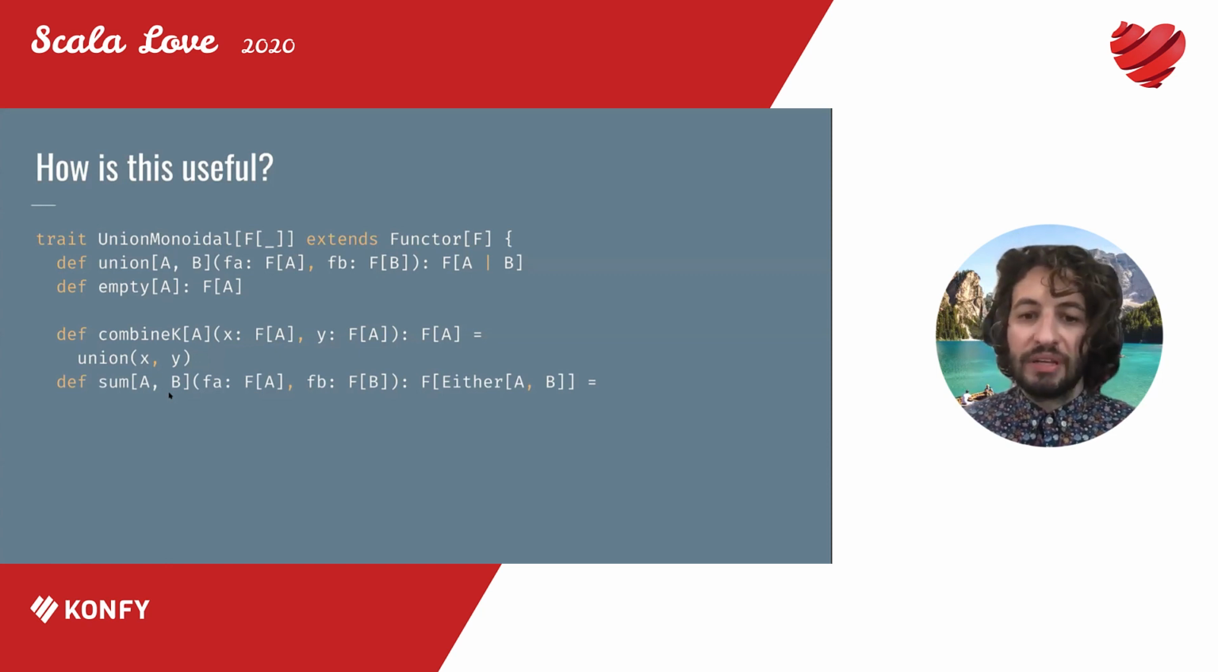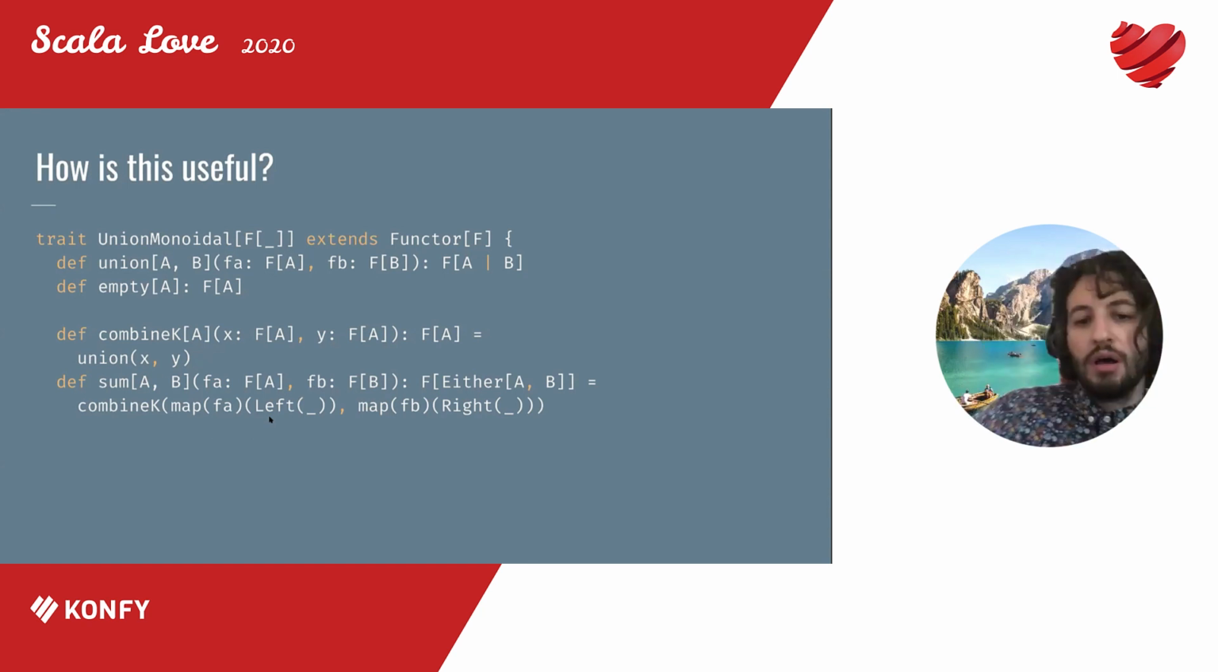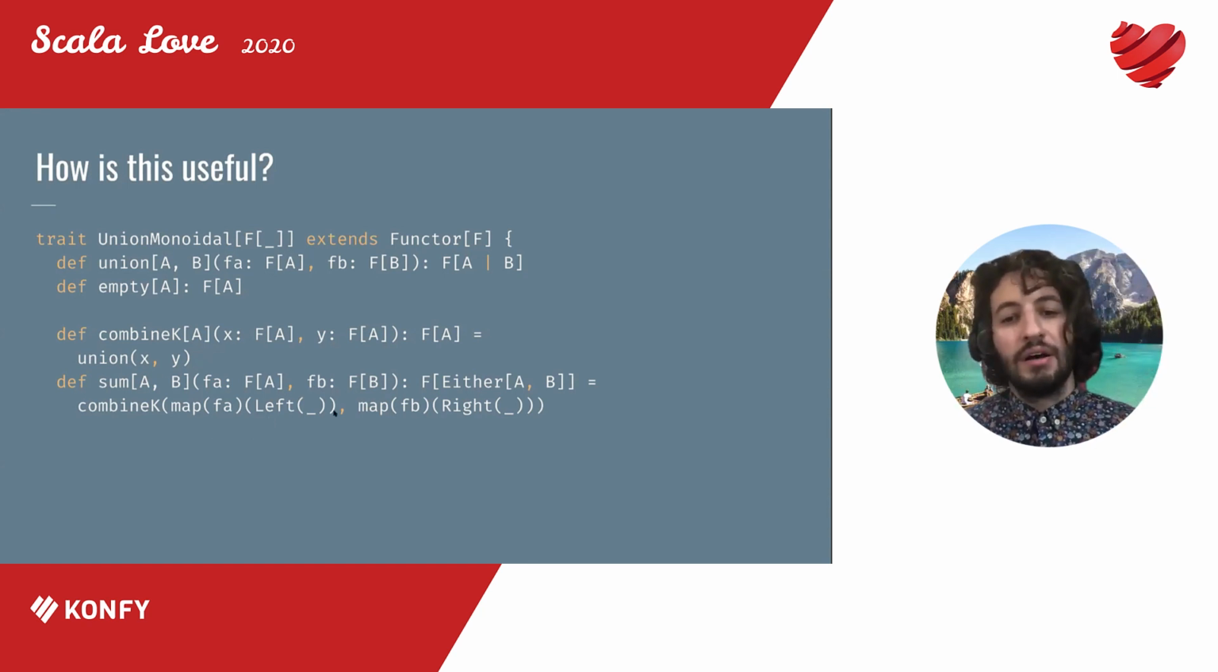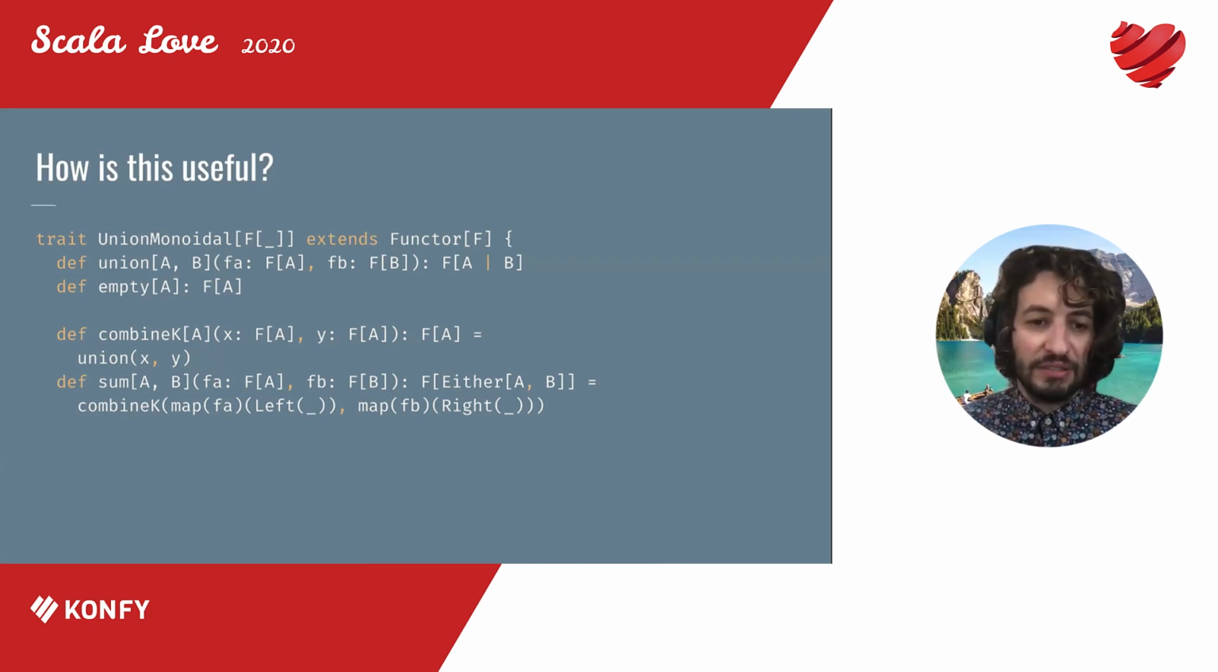And we could also do something like sum if we just map and wrap them into left or right at the beginning, to kind of discriminate. And this is why either is sometimes called a discriminated union or a disjoint union, because we can say, okay, I want all the A's on the left side, I want all the B's on the right side. Yeah, so a union monoidal could maybe be a supertype of SemigroupK. Who knows? We'll have to play around with this.